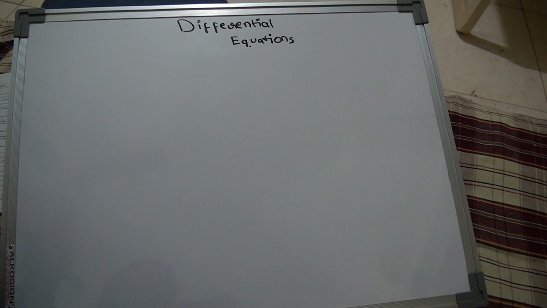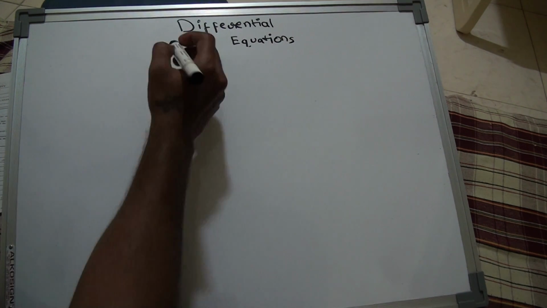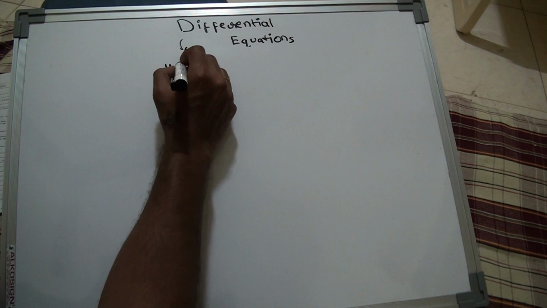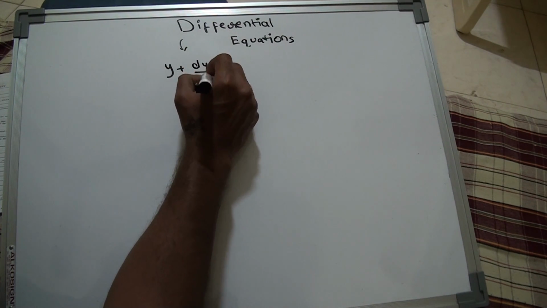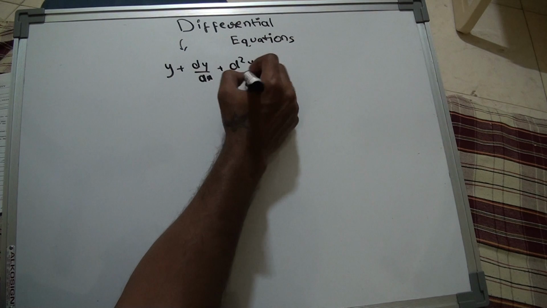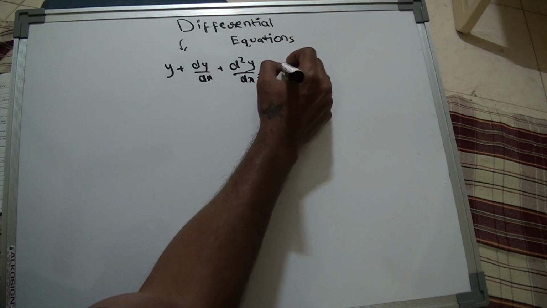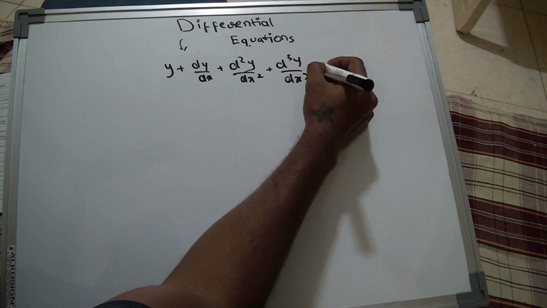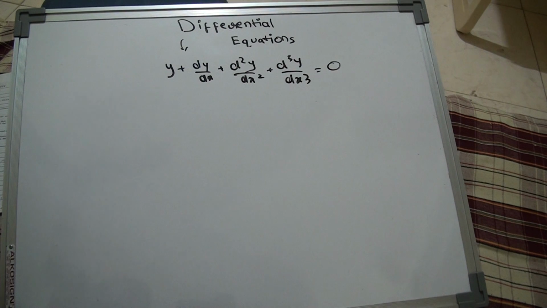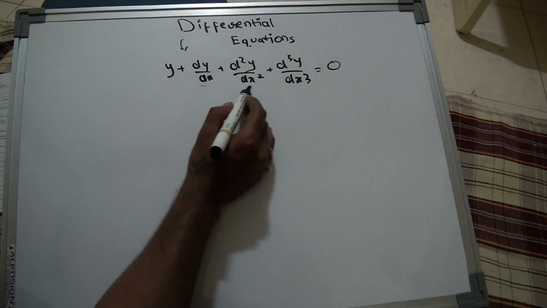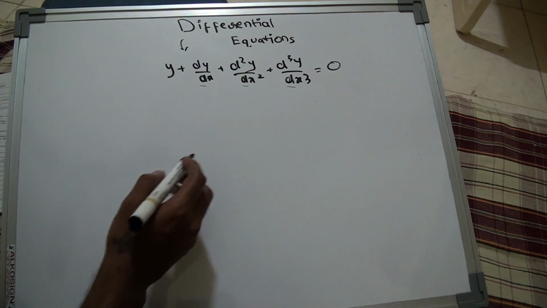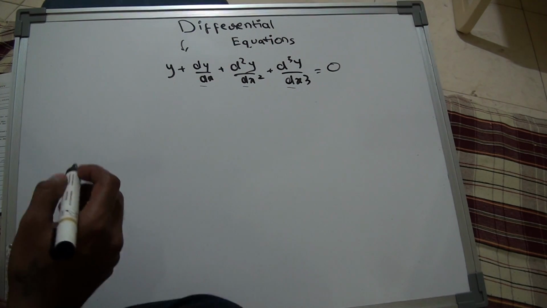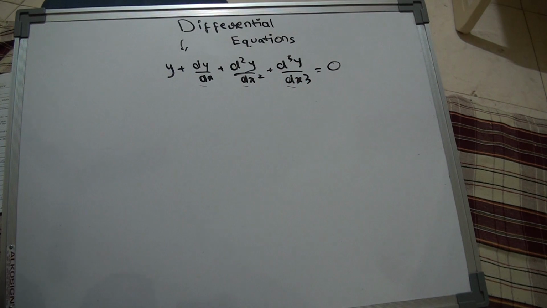It is an equation which has got derivatives of a variable. So, for example, you could simply have y plus dy by dx plus d2y by dx square plus d3y by dx cube is equal to 0. Okay, this is an example of a differential equation. Why is it an example of a differential equation? Because it has got derivatives of something.